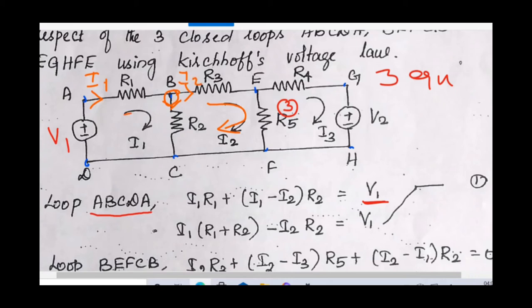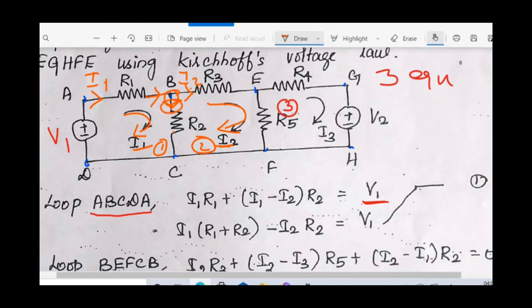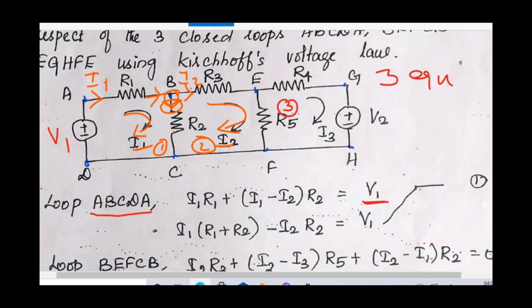Then what should be the current through R2? Here R2 is a resistor in between loop 1 and loop 2, so the influence of current 1 and current 2 should be there. Influence of current means both the currents flow through it. See, the total current I1 comes here and is split up, I2 and here is a current. So how to write a current equation for R2?